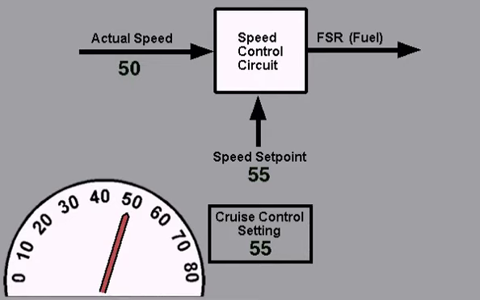To give you an analogy, cruise control on a car functions in a similar way. Your actual speed may be 50 miles per hour, and your cruise control setting, or the speed set point, might be 55 miles per hour. Fuel will be added until the car reaches a speed of 55 miles per hour. This is what happens with a turbine as well.